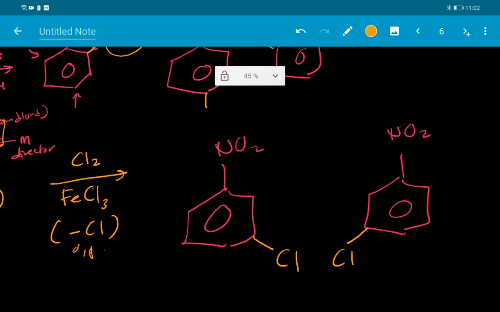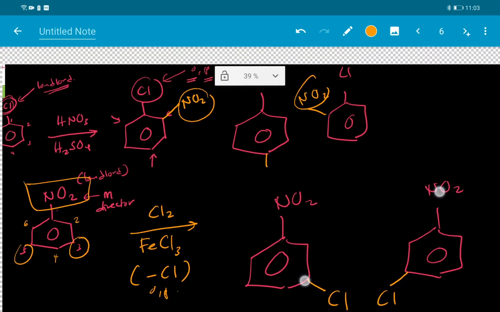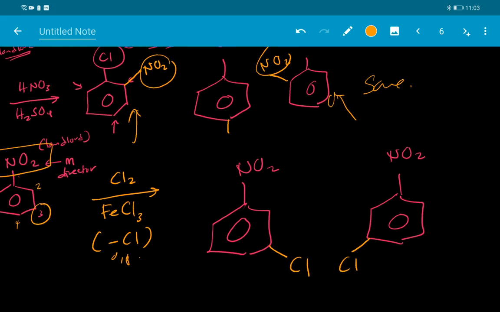So guys, this is the concept of ortho-para director and also meta director. Please take note that the structure of ortho is the same for carbon number 2 and carbon number 6. It will be considered as same. While if you draw at carbon number 3 or number 5 for meta, it is also considered the same, because you're going to assign the same number, the same name.